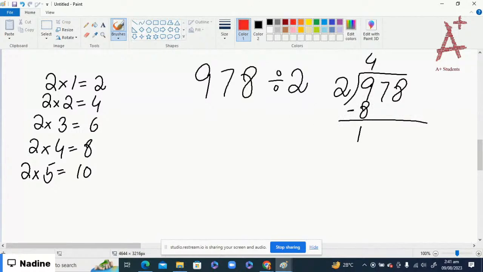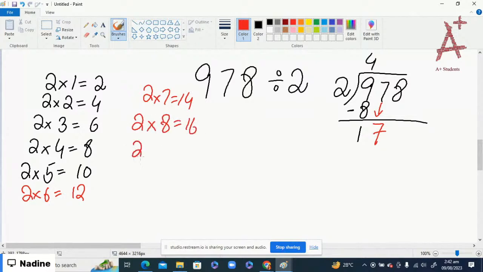Now putting down this 7. Okay. Is there any table of 2? The answer is 7. Let's check. 2 times 6 is 12. 2 times 7 is 14. 2 times 8 is 16. And 2 times 9 is 18. Here is 18 and here is 16. 17 is in the middle one.